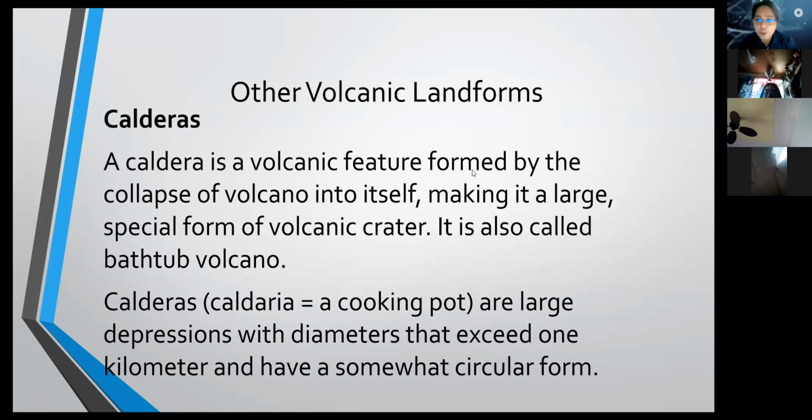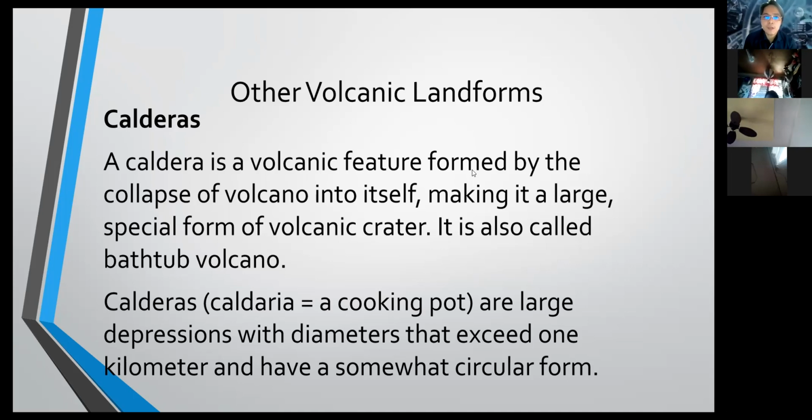Okay, let's have the continuation of our topic, volcanoes. Let's move now to the other volcanic landforms. Remember that when there is volcanic activity, there are formations. These formations may be classified and unclassified. So there are classified volcanic formations pertaining to their forms. We are dealing with their formation, and at the same time the activity that actually happened inside that formation.